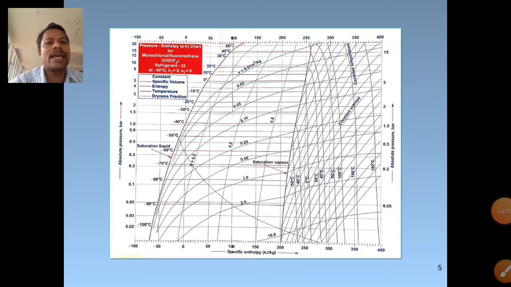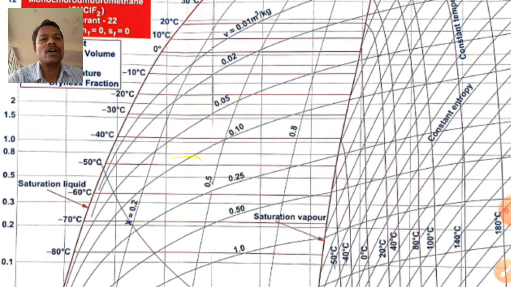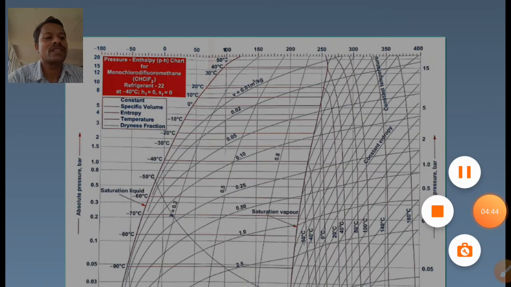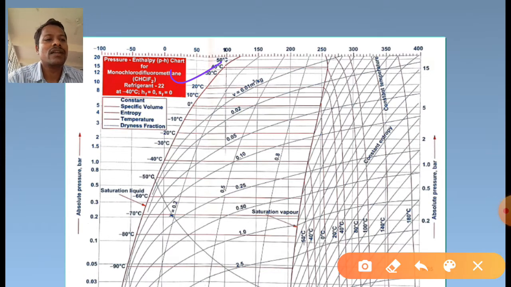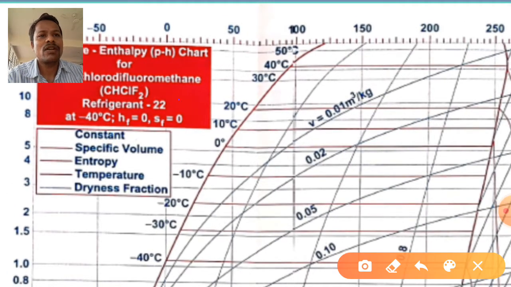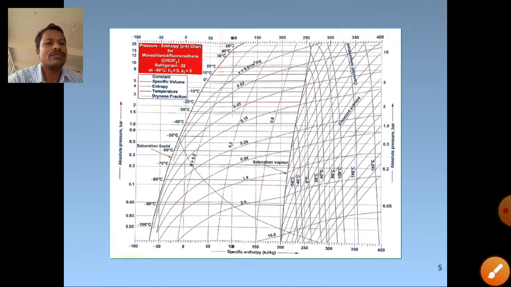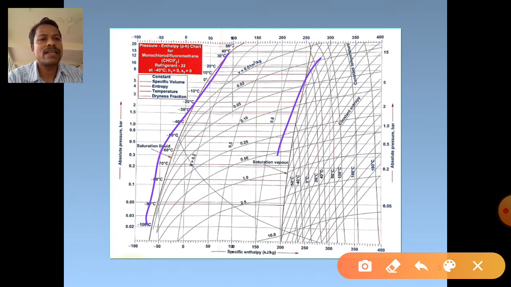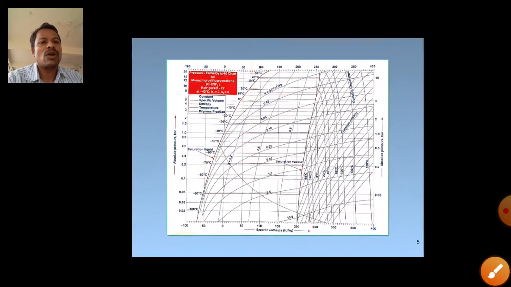Now we have another pH chart for a different refrigerant shown on the screen. This is for refrigerant 22, mentioned on your screen here. You can say Freon 22, wherein we have the vapor dome. This is the saturated liquid line, saturated vapor line. We have constant dryness fraction lines, and these are the constant entropy lines available. This is one more chart.